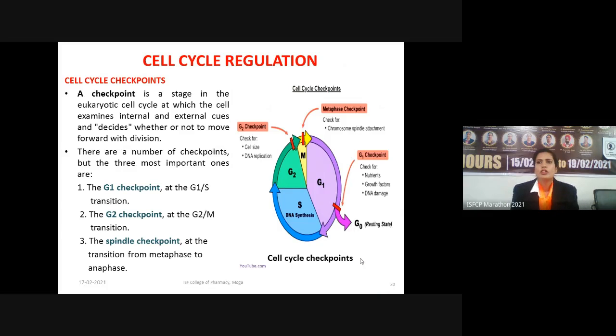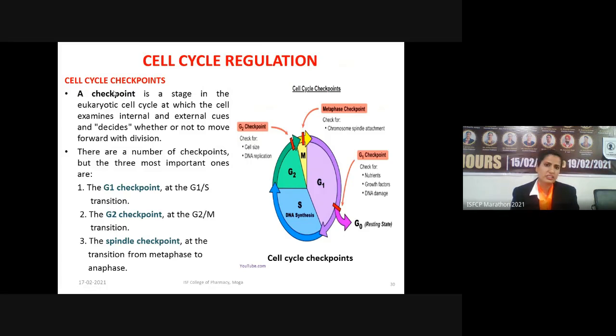So next we have the cell cycle regulation. Okay, I hope now you all know what a cell cycle is and what it contains. This is the cell cycle, which consists of the interphase, that is the G1, S and G2 phases. It is followed by the mitotic phase, that is the M phase. In cell cycle regulation, these are regulated by the cell cycle checkpoints.